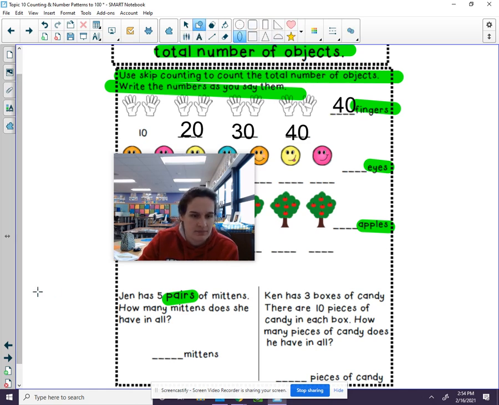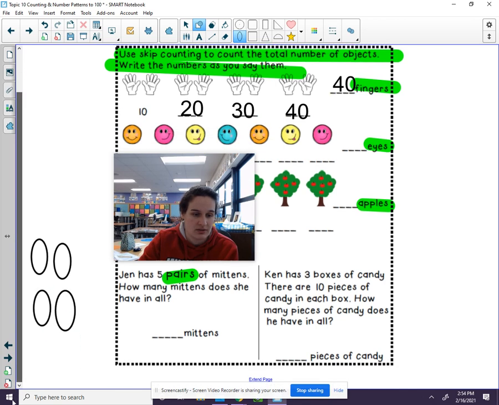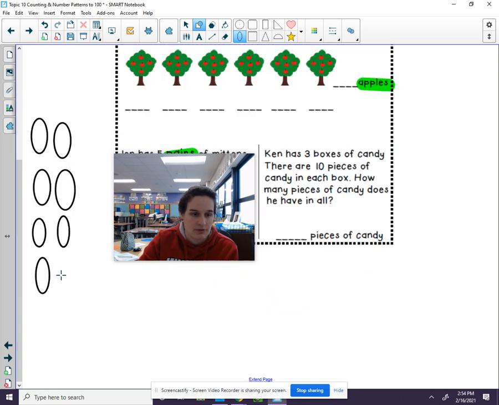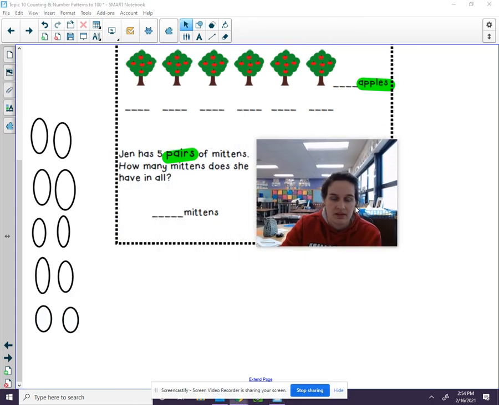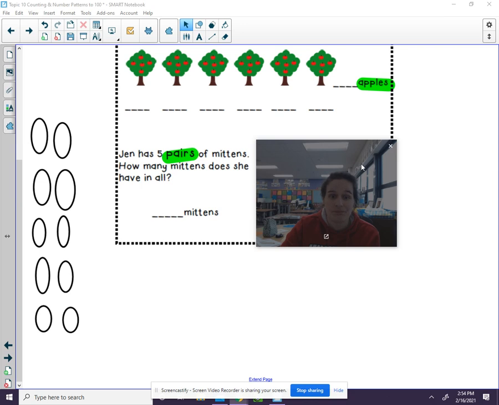This will be my mitten. So there's 5 pairs of mittens. Remember, that's 2 each. So there's 1, 2. So that's 1 pair. 2 pairs. 3 pairs. 4 pairs. 5 pairs. So I have my 5 pairs. Now I could count by 2 to figure it out, because look, there's 2 in each one.